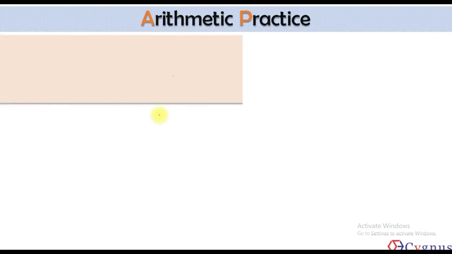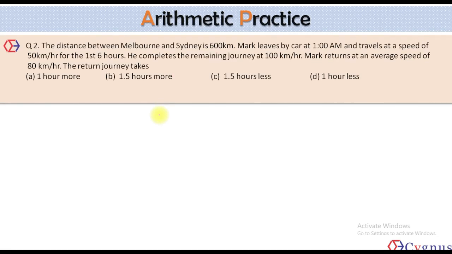What's the next one? The distance between Melbourne and Sydney is 600 kilometers. Okay, this distance is 600 kilometers. This is Melbourne. This is Sydney. Mark leaves by car at 1 a.m. Leaves from Melbourne at 1 a.m. and travels at a speed of 50 kilometers per hour for the first 6 hours.